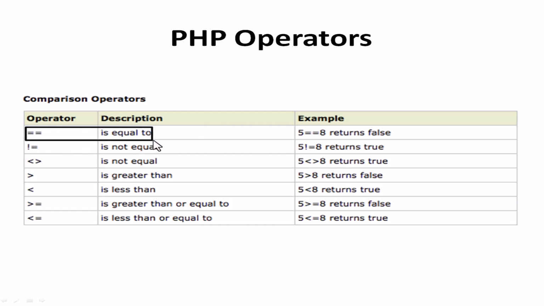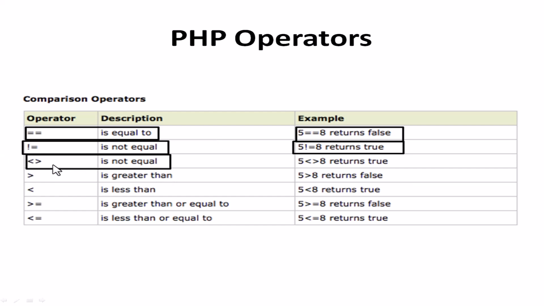Next, other operators. Here we are going to use a comparison operator, equal to. So 5 is equal to 8 returns false. Next, not equal to, so here we are going to compare 5 not equal to 8. It is true because 5 is not equal to 8. Next, not equal. Here we are using a symbol with less than as well as greater than. Now it is going to return true, because 5 is not equal to 8.